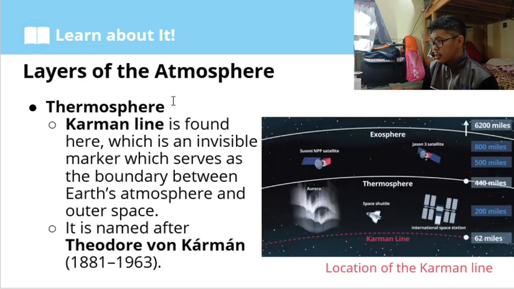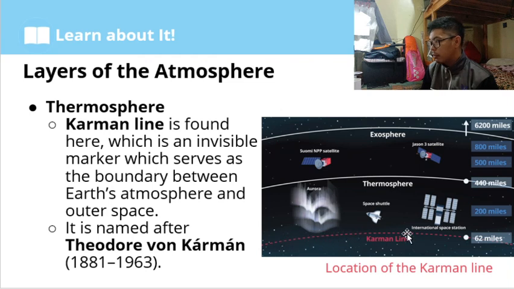So in the thermosphere, we have what we call the Kármán line, which is a visible marker that serves as the boundary between the Earth's atmosphere and outer space. So, the Kármán line is the boundary. There is actually no real line there, but it's around 62 miles above sea level. Now we can say that you are in outer space. This is named after a person named Theodor von Kármán. Alright, so the Kármán line is found here in the thermosphere.